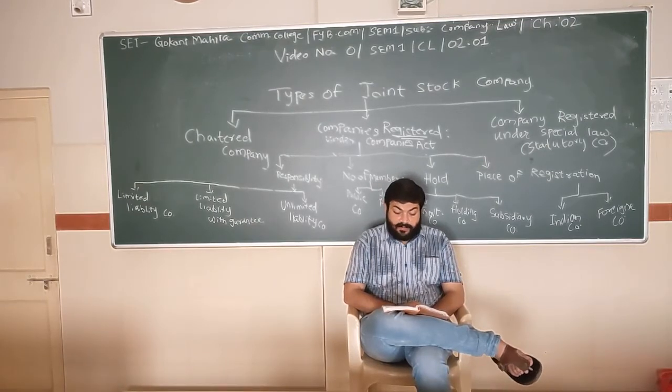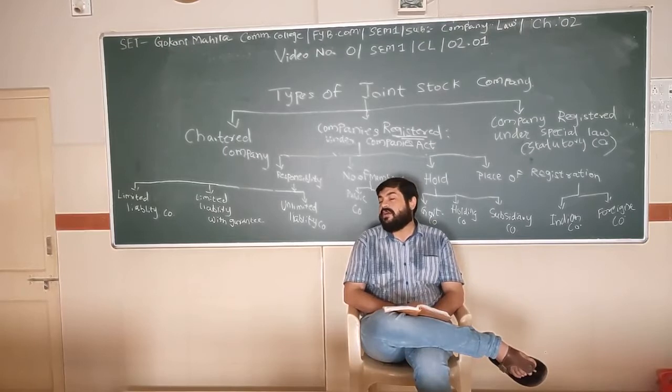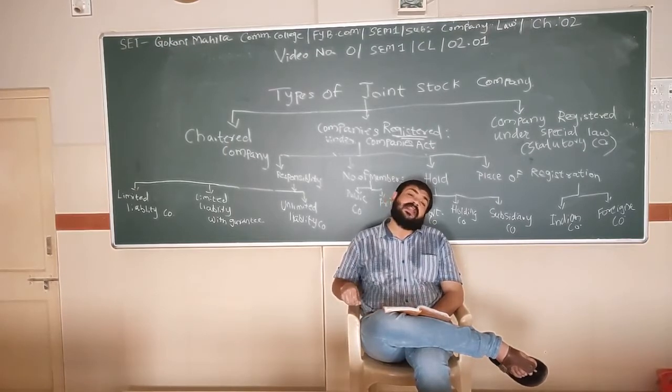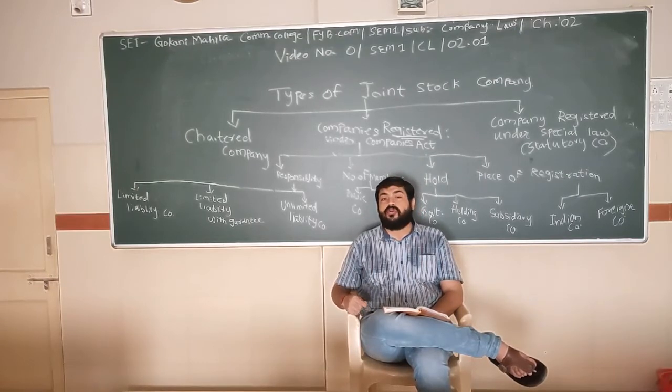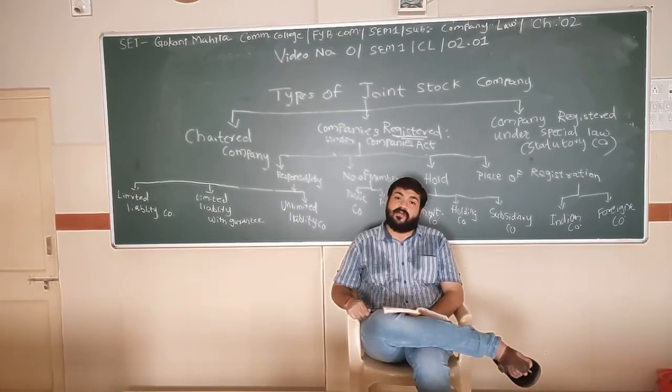Next, after proper compliance with the conditions, the central government can give such a company exemption from writing the word "limited" at the end of its name. If the compliances are properly followed, the central government may give permission not to use the word "limited" or "guaranteed limited" at the end. It totally depends on the permission of the government.